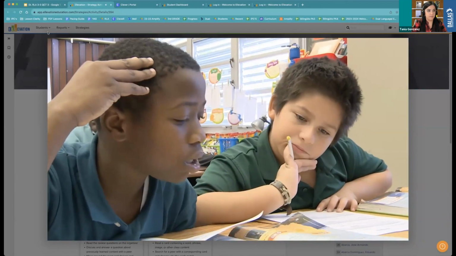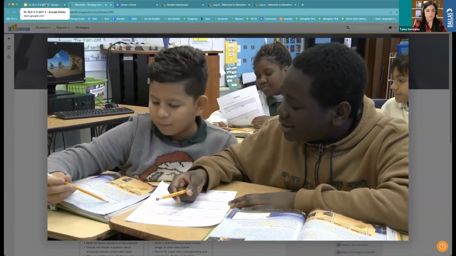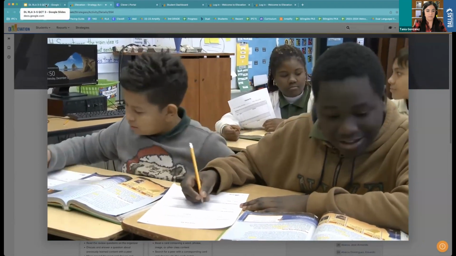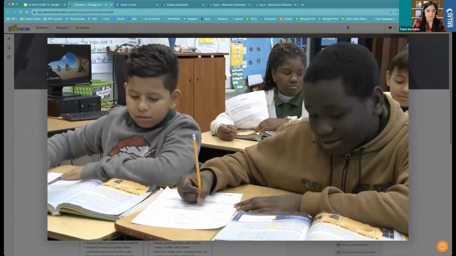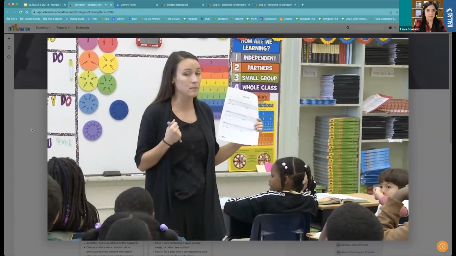This activity brings in all the language domains because students are reading the statements, they're discussing and listening to their partner's voice, and then they're writing their evidence. We know that when we go back and reread and look for text evidence, that makes us a better reader.